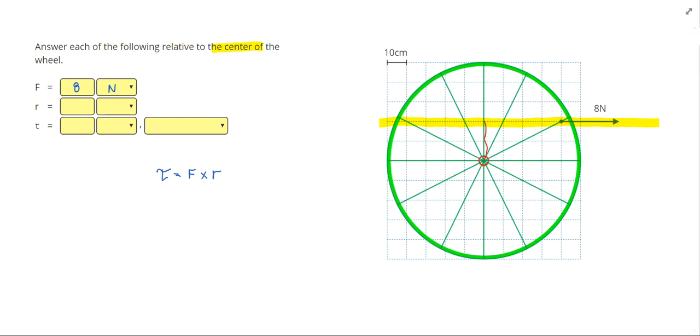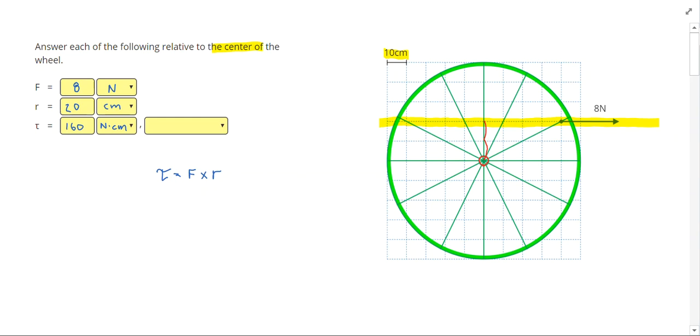Noting our scale that each one of these boxes represents 10 centimeters, our radius is going to be 20 centimeters. That gives us a torque of 160 Newton centimeters.